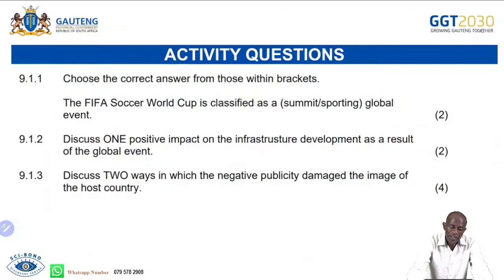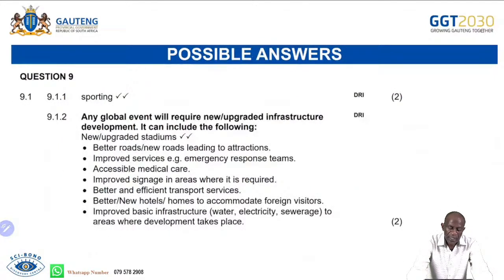The questions: choose the correct answer from those within brackets. 9.1.1, the FIFA World Cup is classified as a summit, sporting, or global event. 9.1.2, discuss one positive impact of infrastructure development as a result of a global event. And 9.1.3, discuss two ways in which the negative publicity damaged the image of the host country. The World Cup is classified as a global sporting event. That answers 9.1.1.